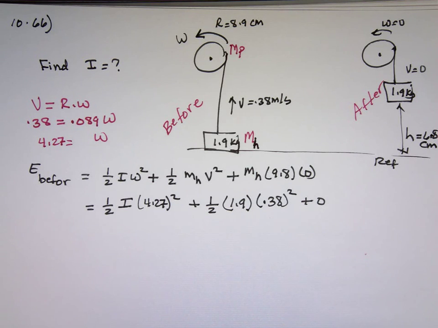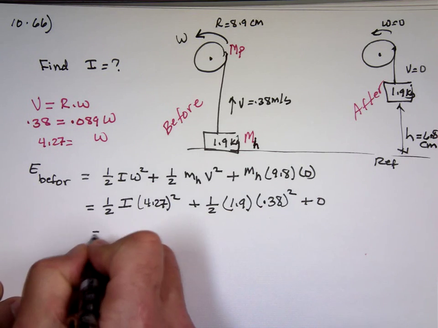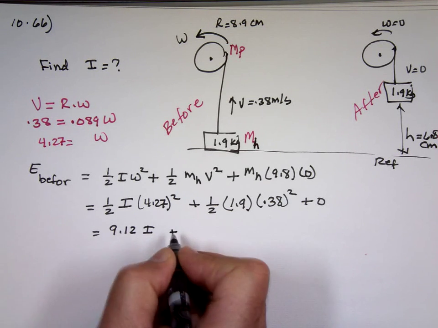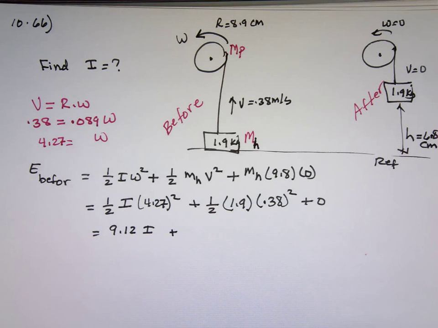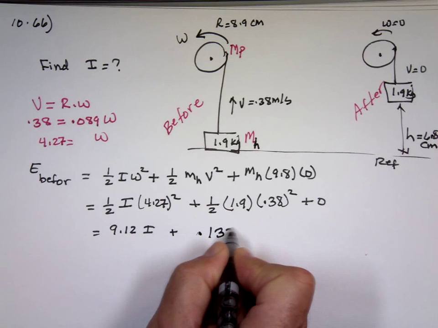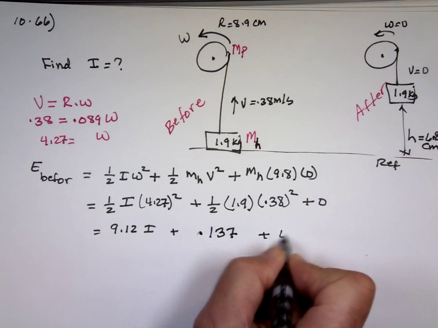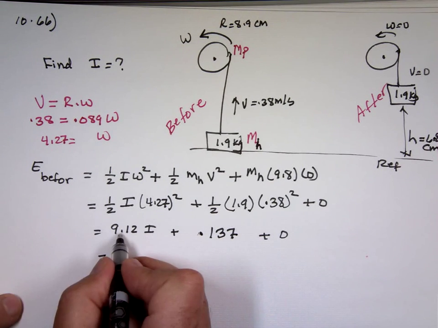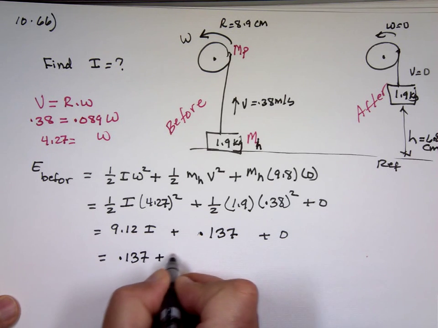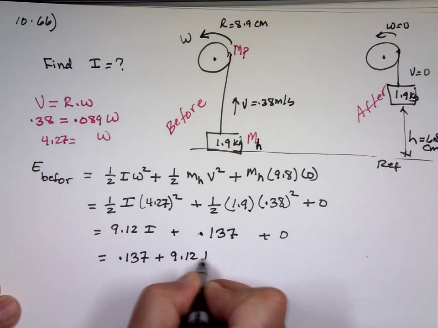9.12 times I plus this number, which is 0.137, plus the 0. You can't really add them. This one has I, the other one doesn't. And that's the total for before. How much energy before?